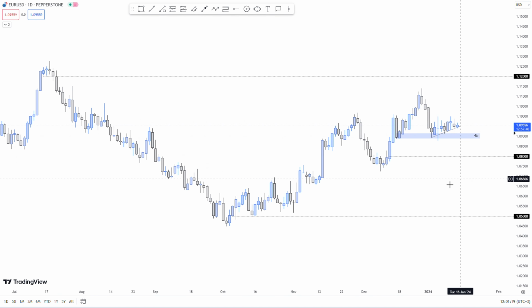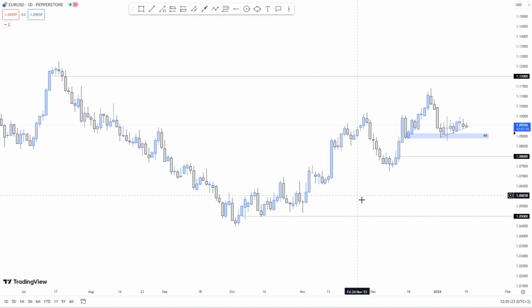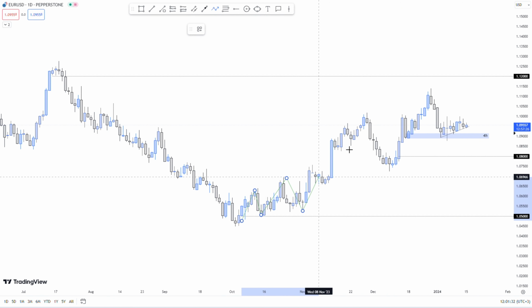So looking at the daily time frame for Euro USD, I can see without even doing anything, it's a clear uptrend. You can see the market is forming this higher high, higher lows, higher highs, higher lows, and so forth, going up.